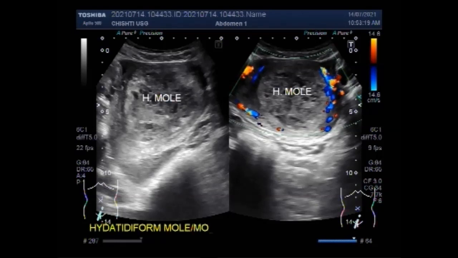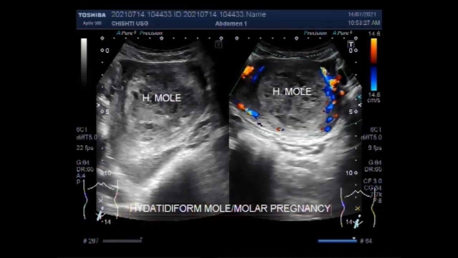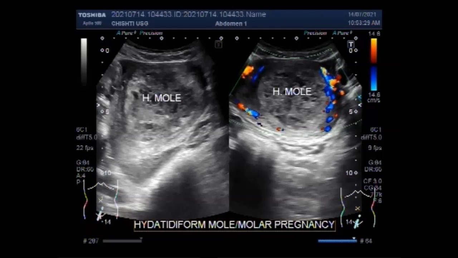The measurement of high HCG levels, more than 1 lakh mIU per ml, suggests the diagnosis of complete molar pregnancy, especially when associated with vaginal bleeding, uterine enlargement, and abnormal ultrasound findings.